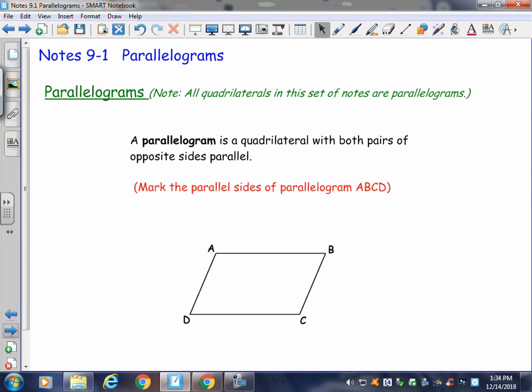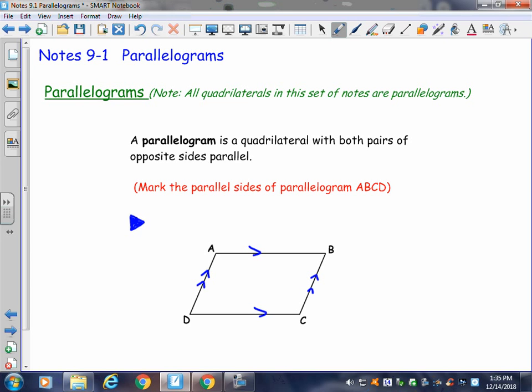So parallelograms are quadrilaterals that have two pairs of opposite sides parallel. It says mark the parallel sides of the parallelogram A, B, C, D. Well, what symbol do we use to say something's parallel? Anybody remember? An arrow. Sometimes the arrows are just drawn like that. Sometimes they color it in like this. Whether you color in your arrow or you just make a greater than, less than symbol looking thing, it's an arrow. If you want to show these are, you put two arrows.